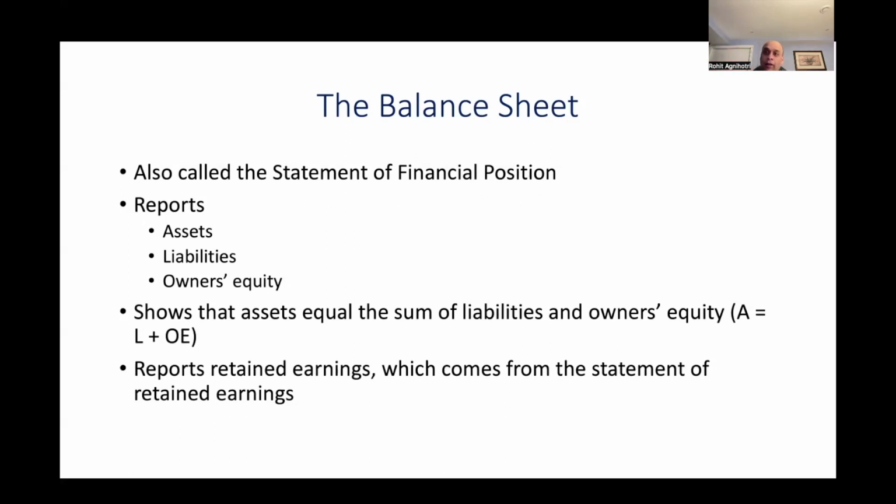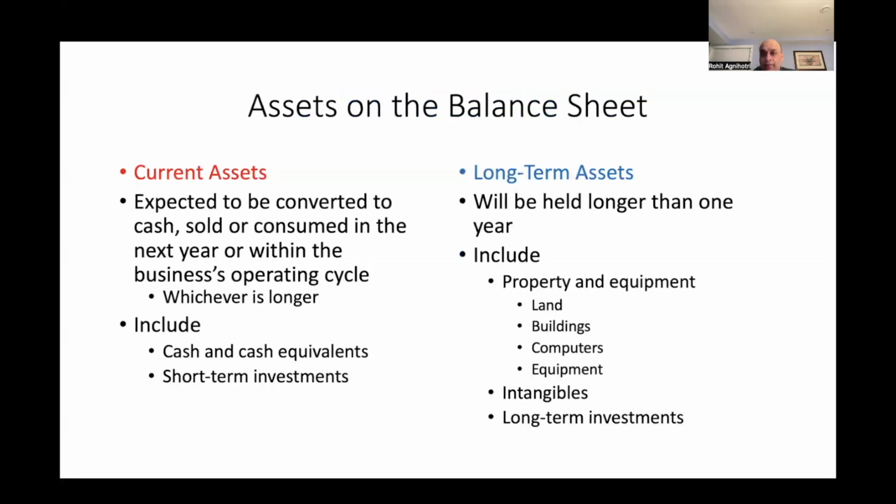Now, what does this report? It reports your assets, liabilities, and owner's equity. And one of the most important points is that the balance sheet follows the accounting equation. And the accounting equation is given in these brackets. It is assets is equal to the sum of liabilities and owner's equity. Okay. And you will see that the ending retained earnings balance that we just spoke about a little while ago, that shows up in your owner's equity section.